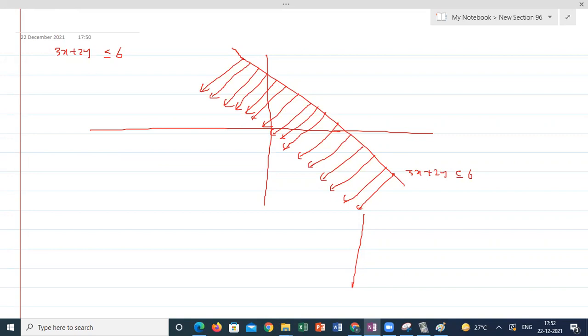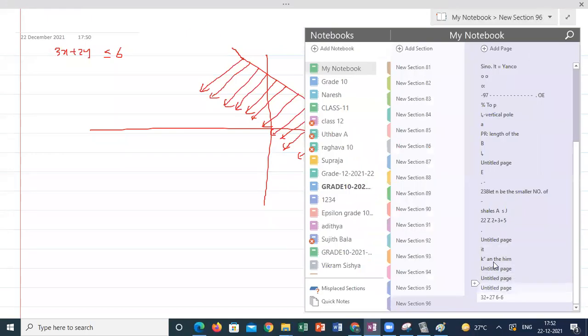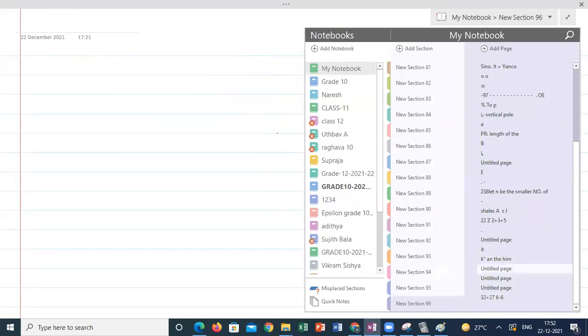Is it clear, students, what I'm trying to say? Yes, sir. Let's see, the same kind of concept I can use for greater than. Whether it is greater than, less than, or whatever, it is the same.